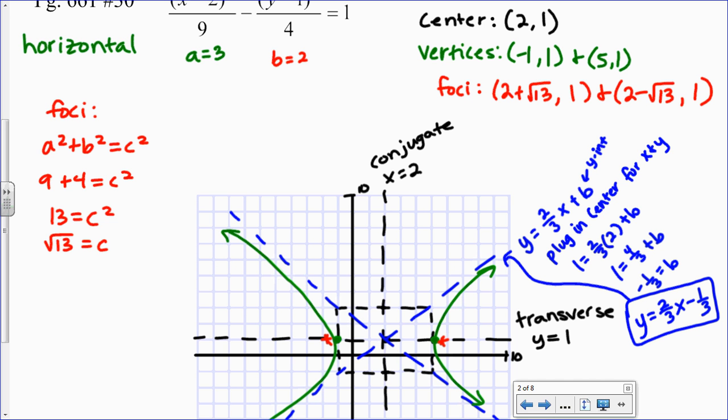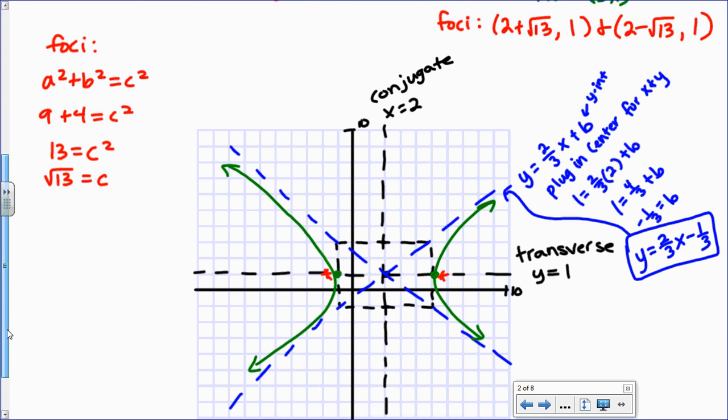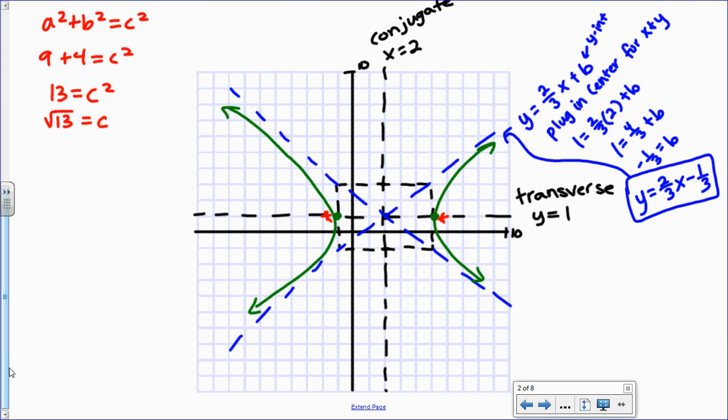I have to do the same thing for the other asymptotes. There's the other asymptote. There are two asymptotes. So I'm looking at the bottom one here. So this slope is negative b over a because you're going from the center to the corner down 2 and right 3. So y equals negative 2/3 x plus b. It still goes through your center, so plug in Q1 again and solve for this y-intercept.